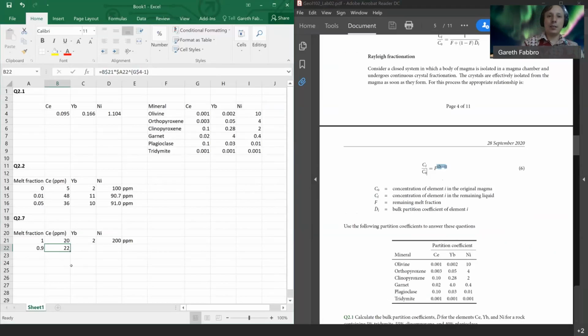So if we drag this across, ytterbium would be the same. Maybe we'll actually show the third decimal place. You see it's increasing slightly. Nickel, highly compatible. So all the nickel is going into the olivine. You're taking the olivine away, and so the amount of nickel has decreased quite significantly.